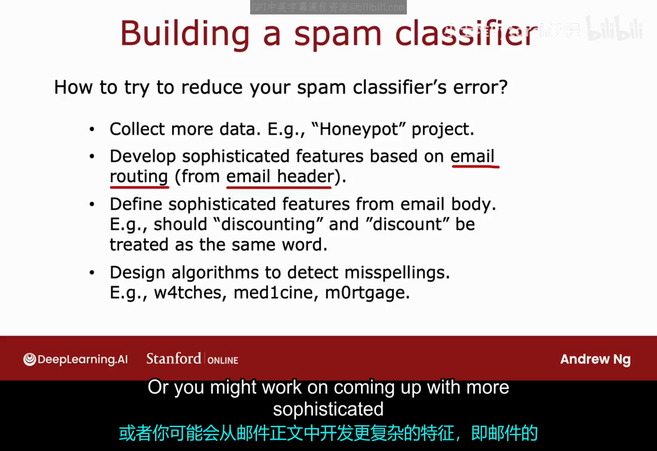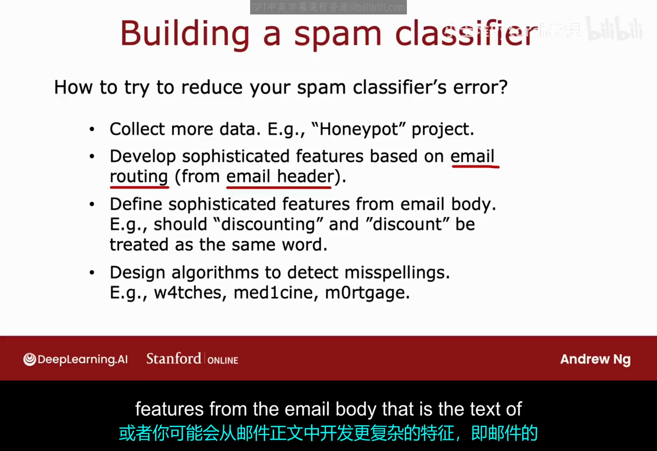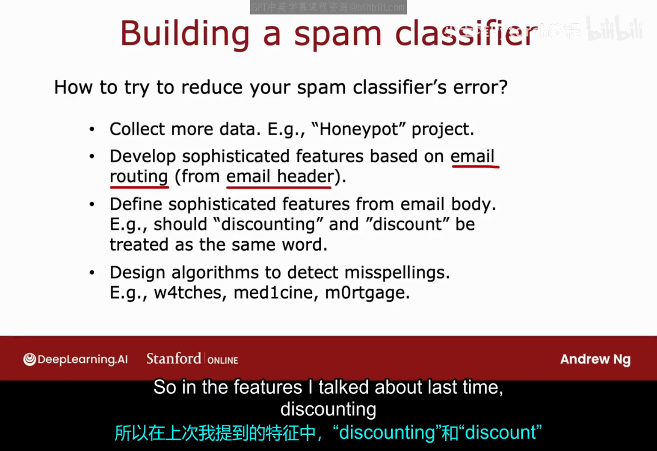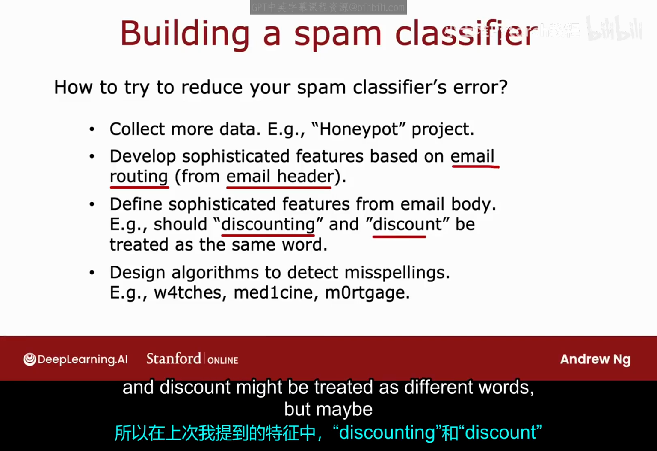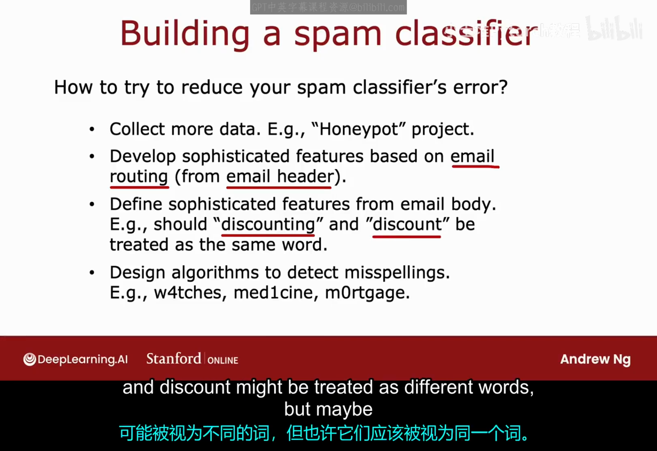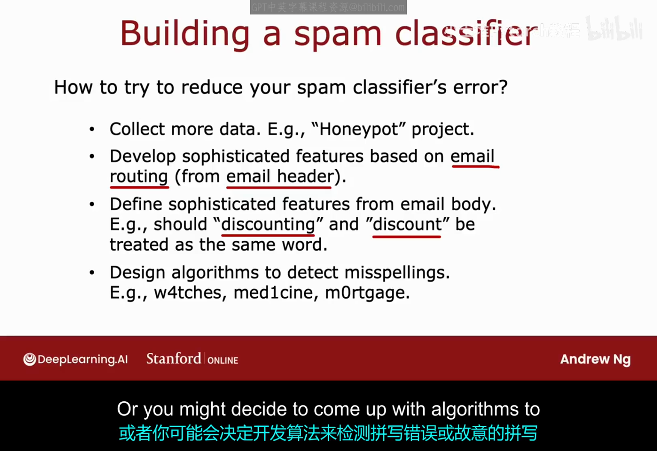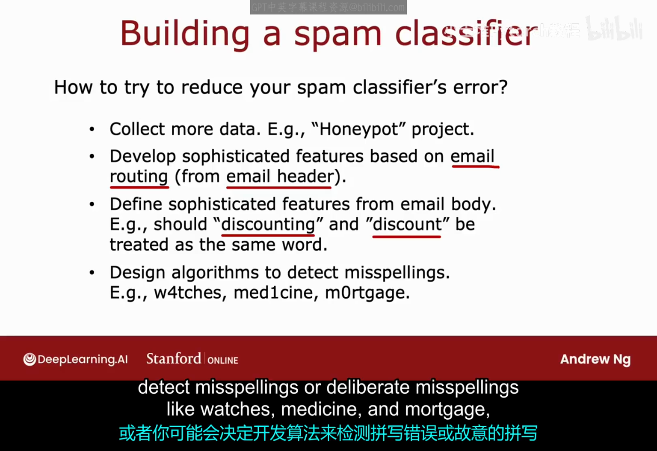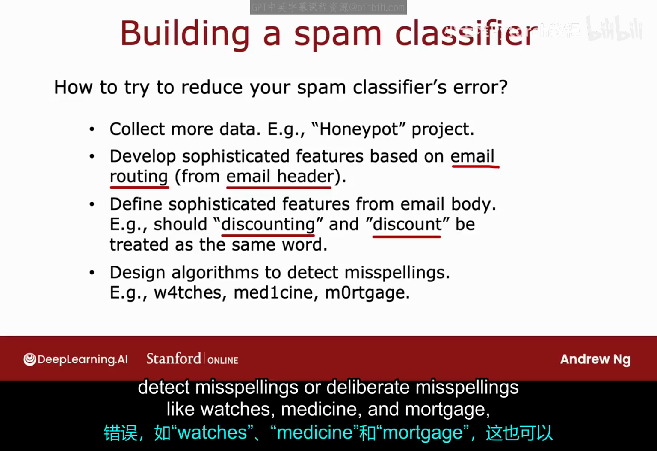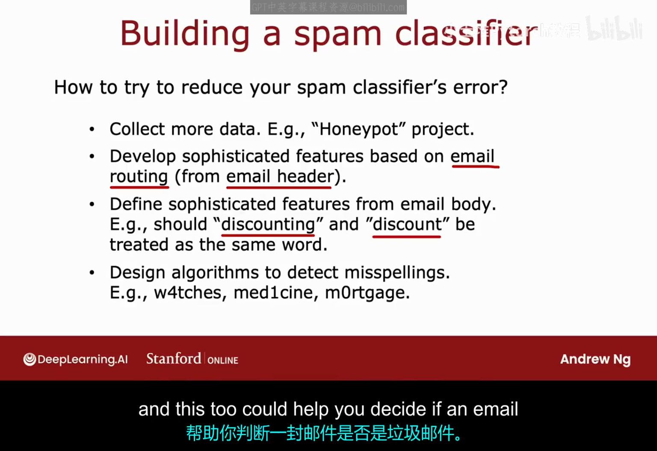Or you might work on coming up with more sophisticated features from the email body, that is the text of the email. So in the features I talked about last time, discounting and discount might be treated as different words, but maybe they should be treated as the same word. Or you might decide to come up with algorithms to detect misspellings or deliberate misspellings like watches, medicine, and mortgage. And this too could help you decide if an email is spammy.